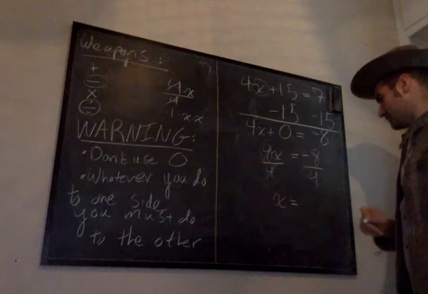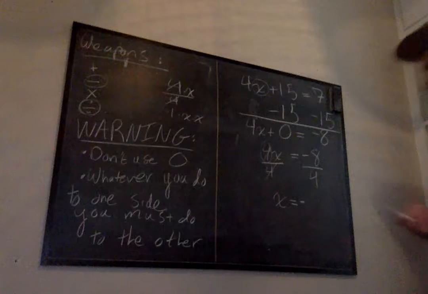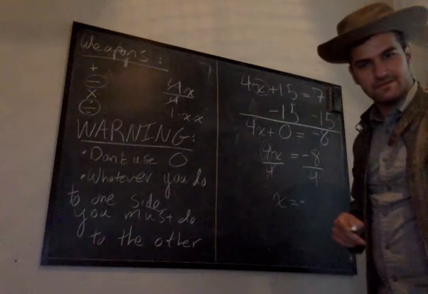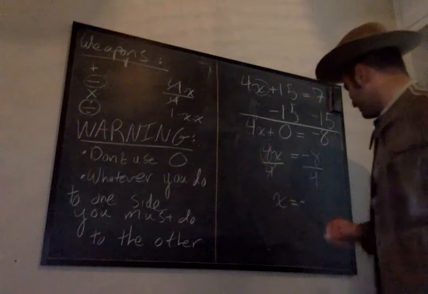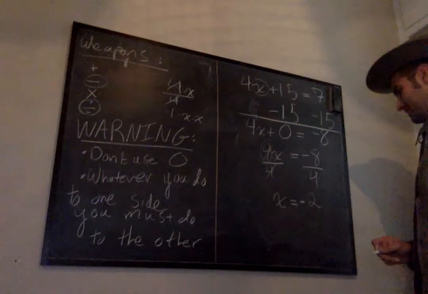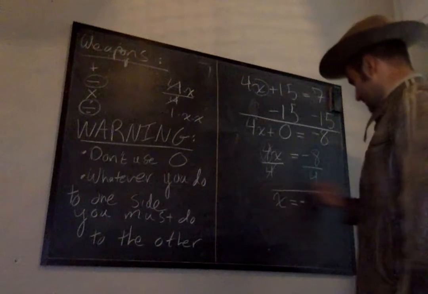Well, it's a negative number divided by a positive number, so it's going to be a negative number. And how many times does 4 go into 8? That's right, 2 times. Alright. Now, there's X. Finally got him.